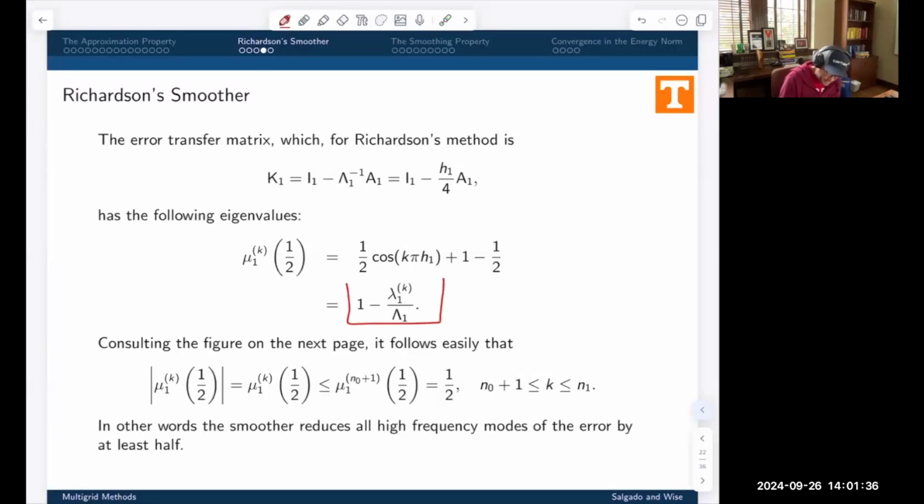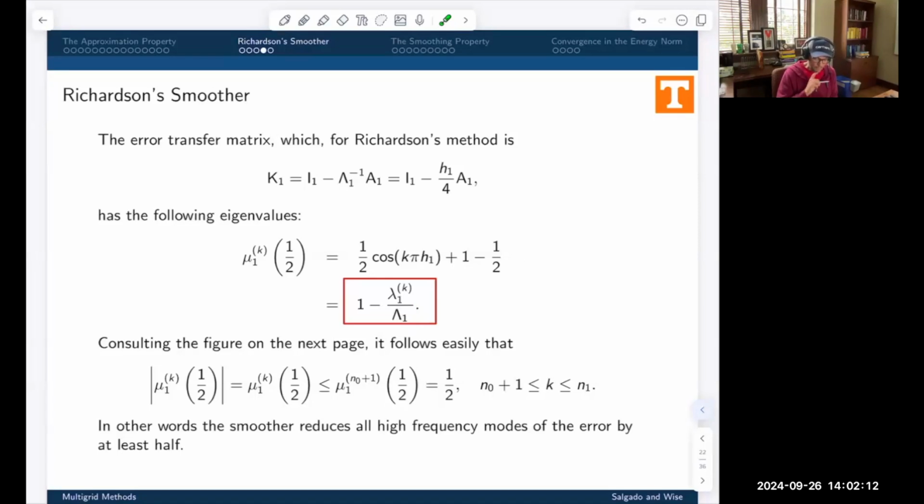See if I can make a nice square box here. Rectangular. There we go. All right. So we can show that the eigenvalues for the error transfer matrix are the same as the eigenvalues for the damped Jacobi method, but choosing the weighting parameter omega equals a half, and they are just going to be 1 minus lambda 1k over our asymptotic spectral radius lambda 1. Okay, so that's just a very simple argument.